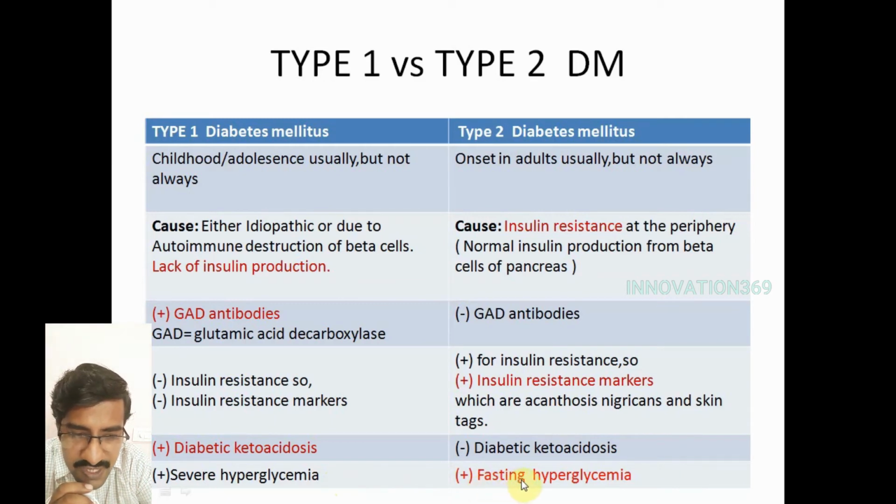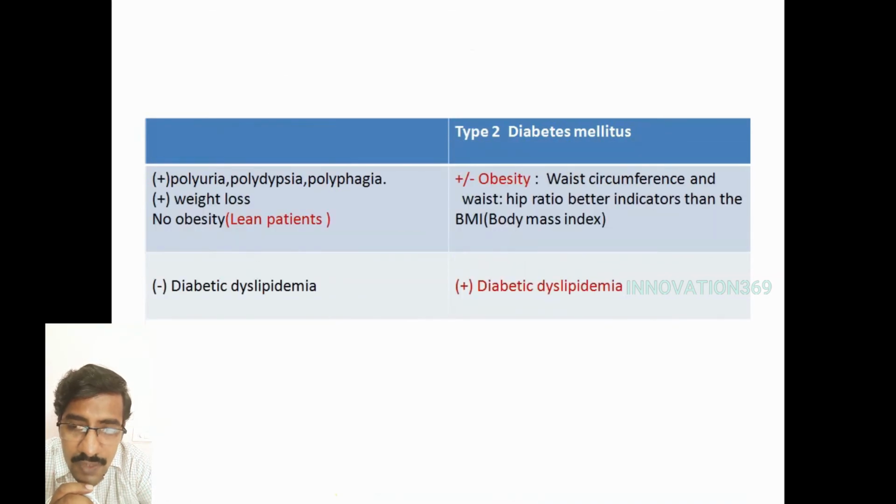Now, what are the symptoms in type 1 diabetes mellitus? The most important symptom you have to note is weight loss. The other symptoms are polyuria, polydipsia and polyphagia. Because there is weight loss, the patients are usually very lean but not obese in type 1 diabetes. On the other hand, in type 2 diabetes, it is not always a rule that obesity must be present. Obesity can be present or absent in type 2. And to check for obesity, instead of using the body mass index, the better indicators are waist circumference and waist to hip ratio.